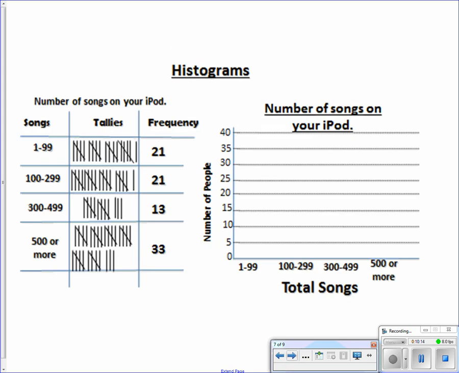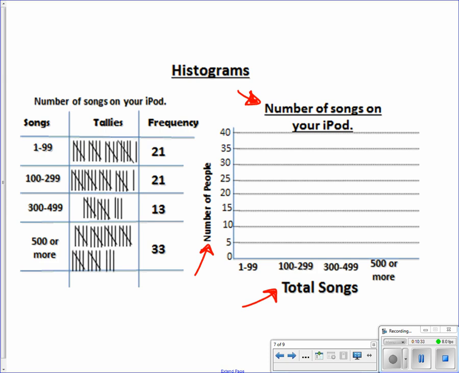Okay, there's the frequency table again, and here's my graph. Now the first thing I have to do is set up my graph. When I set up my graph, I have my title at the top, number of songs on your iPod, title, very important. I have my labels, number of people, and total songs. So those are my labels.